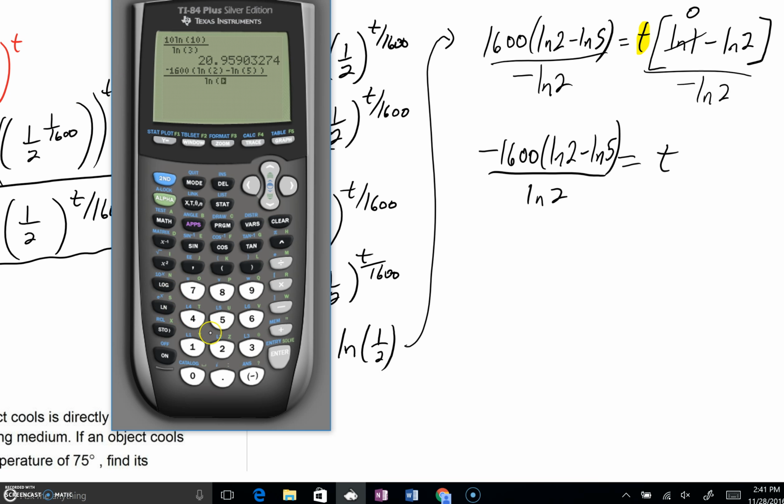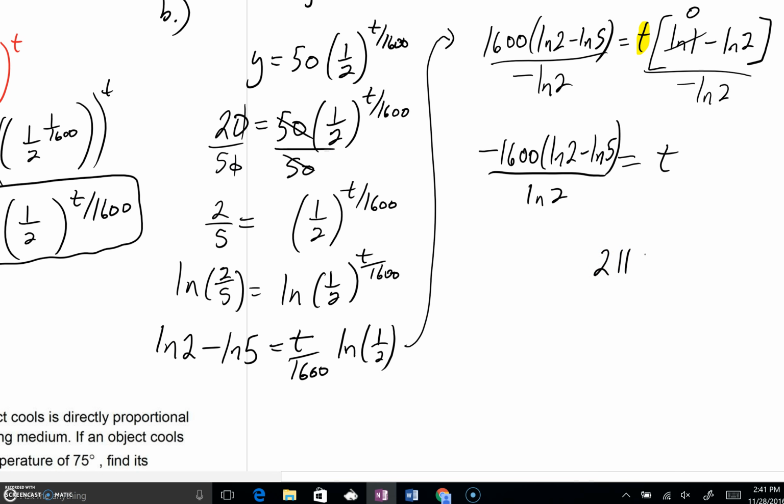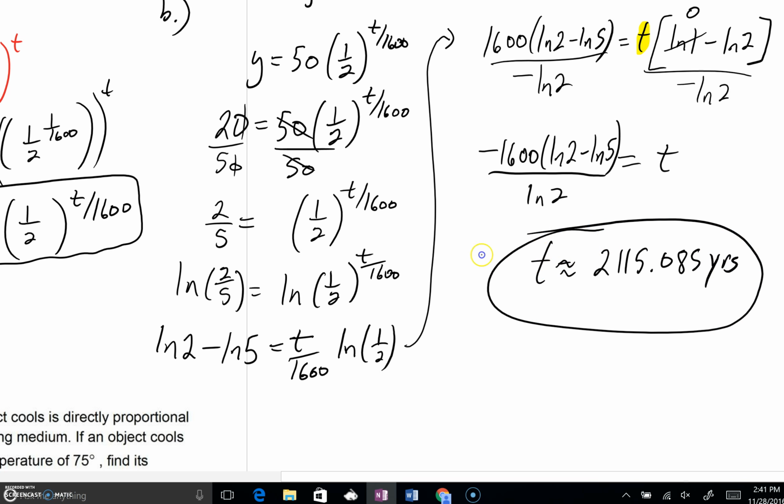I would expect this to be pretty big. It took 1,600 to just cut your mass in half. Look at this, 2,115.085. 2,115.085 years it's going to take to arrive at 20 milligrams. Your half-life is pretty big.